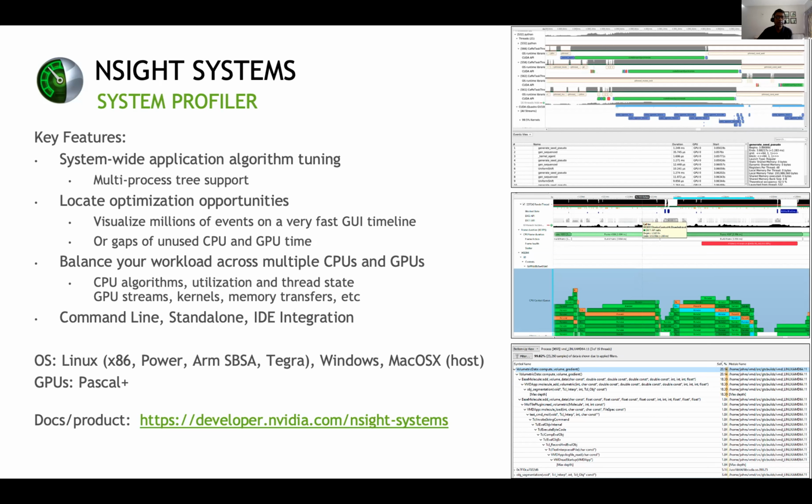It's available as a command line tool or as a standalone UI tool, or also integrated into some IDEs. And it's supported on Linux and Windows across these CPU architectures. And on macOS, you can load the target and see the results, but you cannot really do data collection. And it's supported on all GPUs with Pascal onwards architectures. For more information, you can look at this website. Here are some screenshots shown here. We'll look into some details. These are some different views of Nsight Systems. Next slide, please.